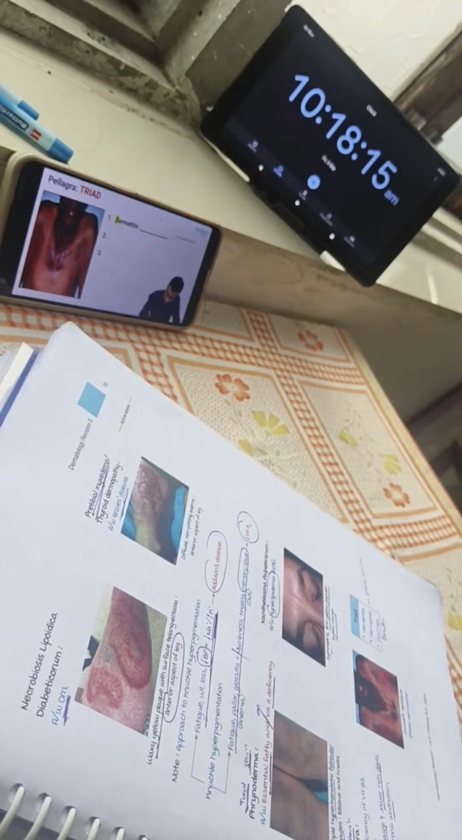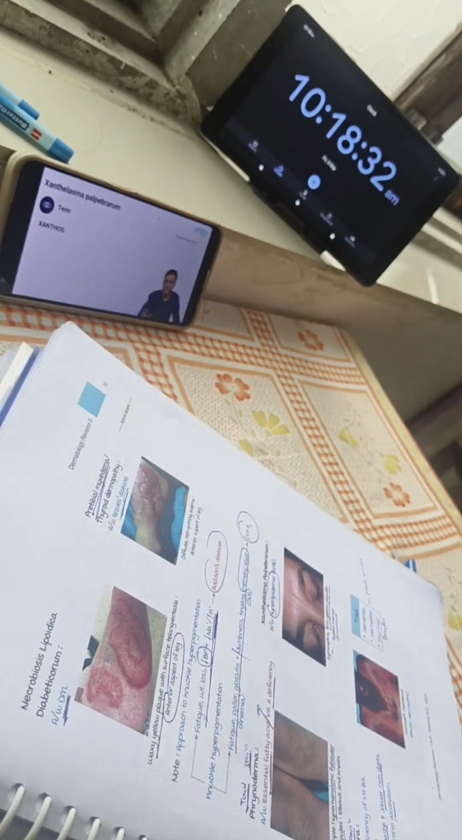In dermatitis, always remember, it is called as photodermatitis, and this is referred to as Casal's necklace. So this is going to be called as the Casal's necklace. The second component is diarrhea, and the third component is dementia.